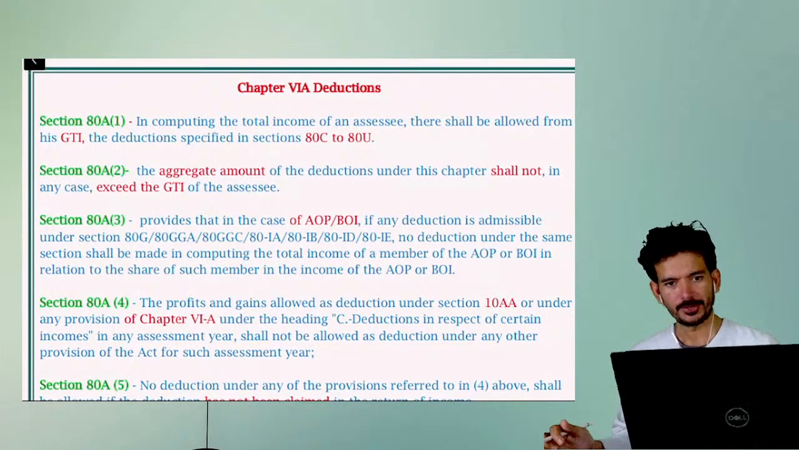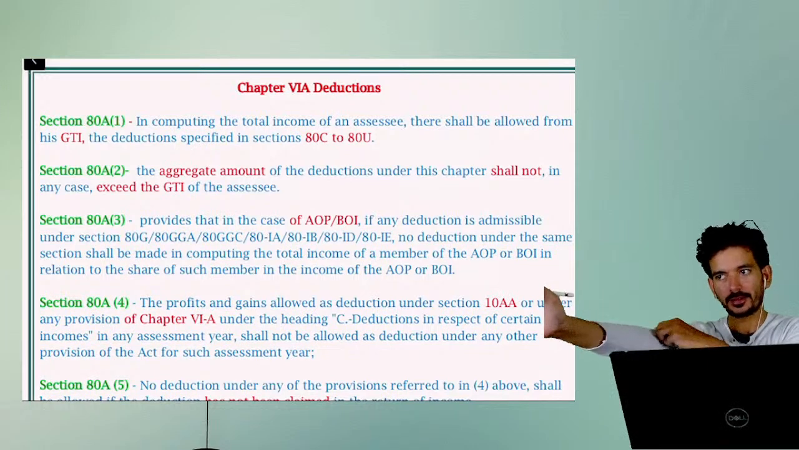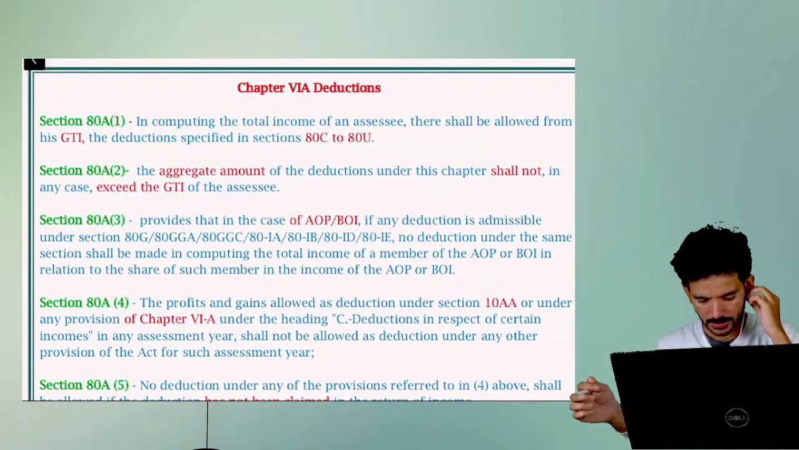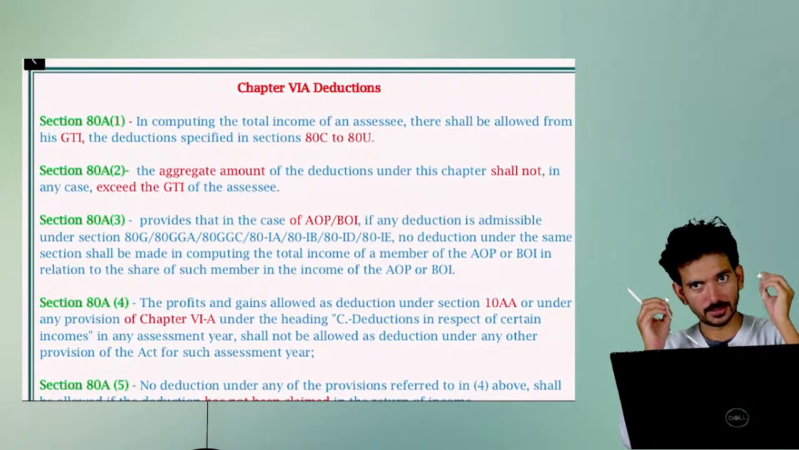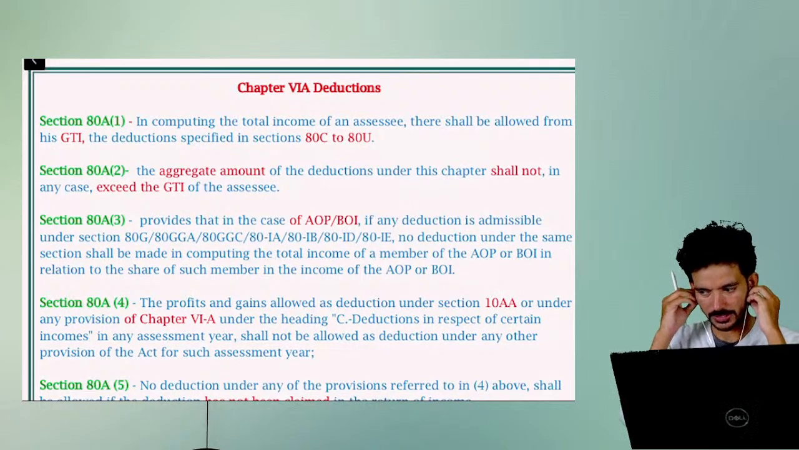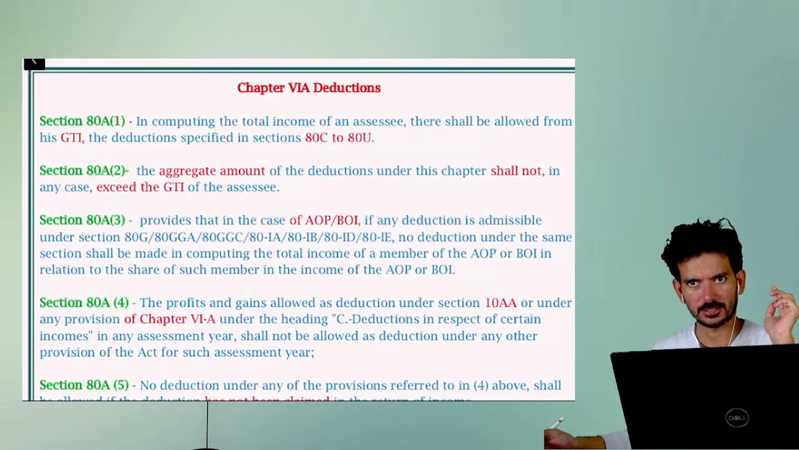Today we will be discussing chapter 6A deductions. This chapter carries good marks, around 6 to 10 marks, and it has quite a few amendments as well. So I felt we need to have a separate video on this, even though we had a video 6 months back, but there were some changes since then.